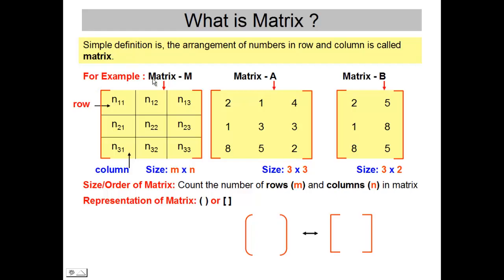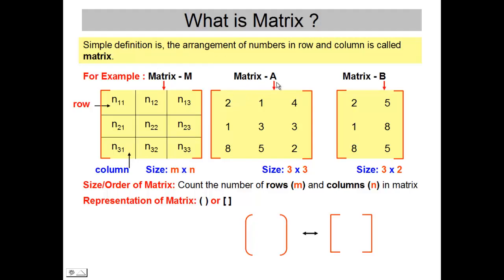For example, matrix M. We have first row, second row and third row. First column, second column and third column. So this is a matrix with 3 rows and 3 columns. The size of the matrix is 3 by 3, m into n.